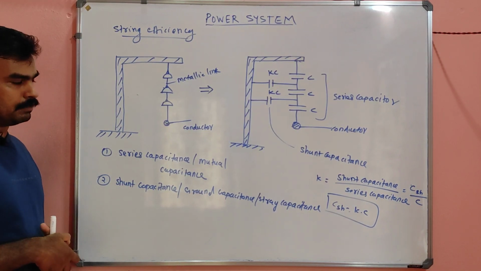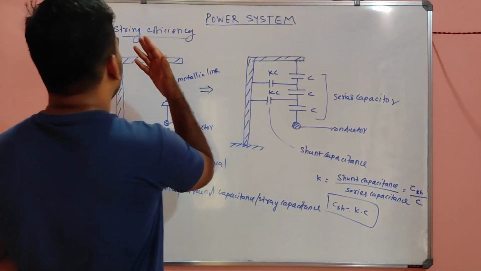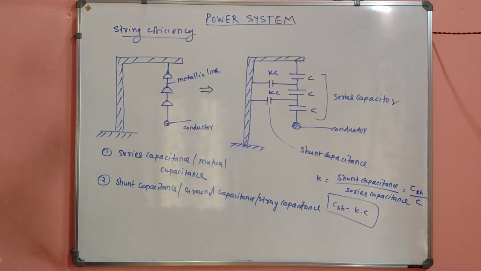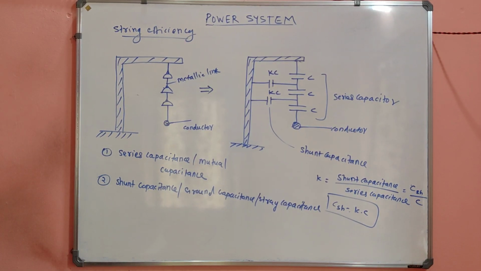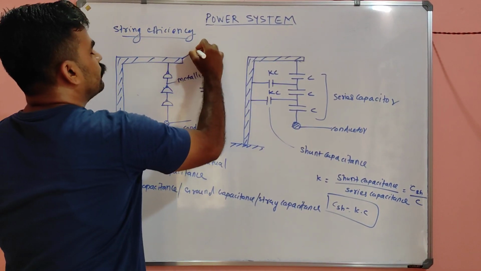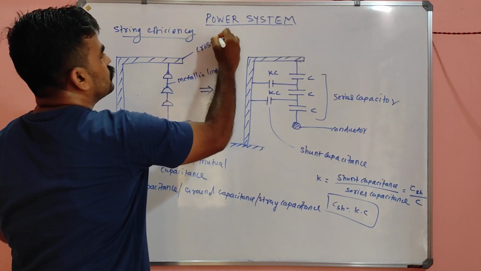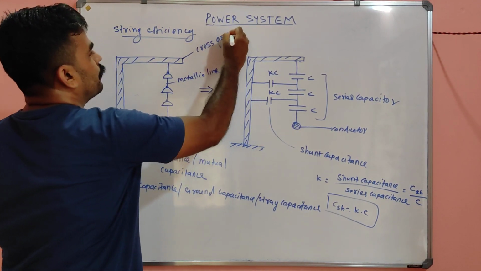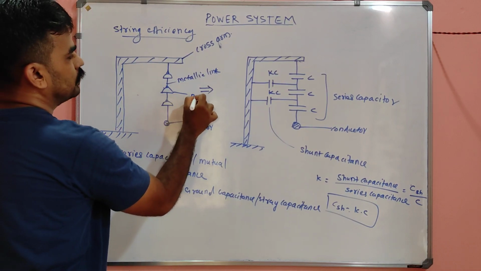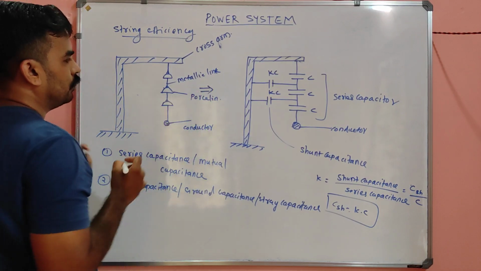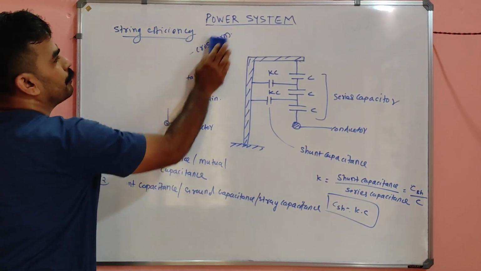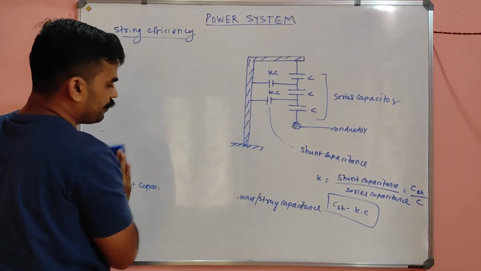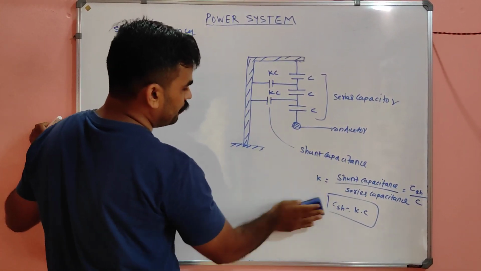And one more thing you have to note, my dear, we are now going to derive the expression for string efficiency. Cross arm, metallic link, cross arm, this is porcelain. Okay. So now we are going to derive the expression for string efficiency. It's very, very important.